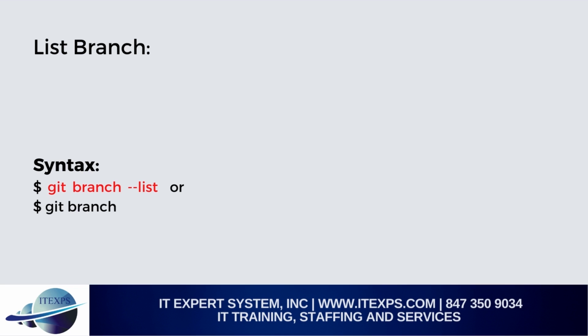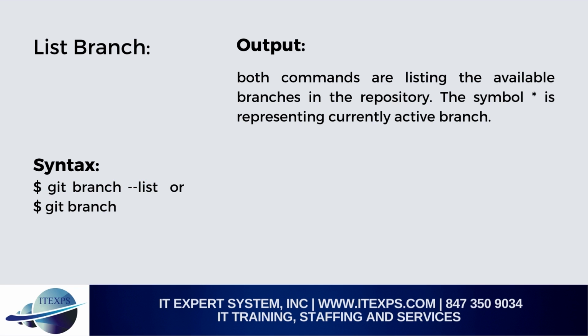List branch. You can list all of the available branches in your repository by using the following command. Either we can use git branch --list or git branch command to list the available branches in the repository. This command will be used as shown in the syntax. Output.